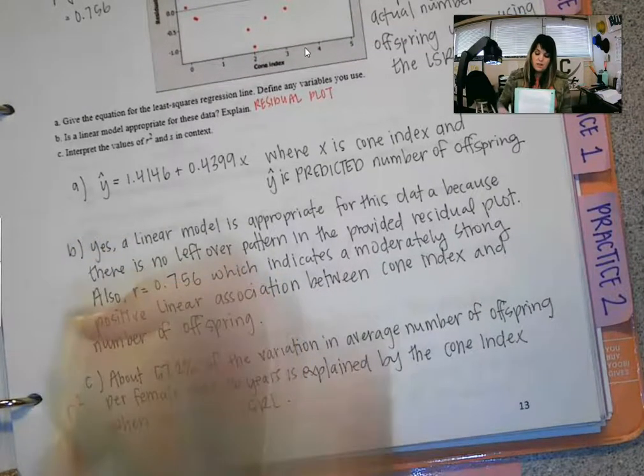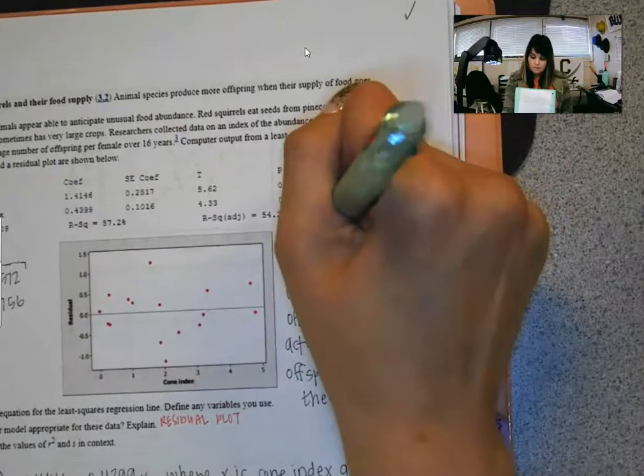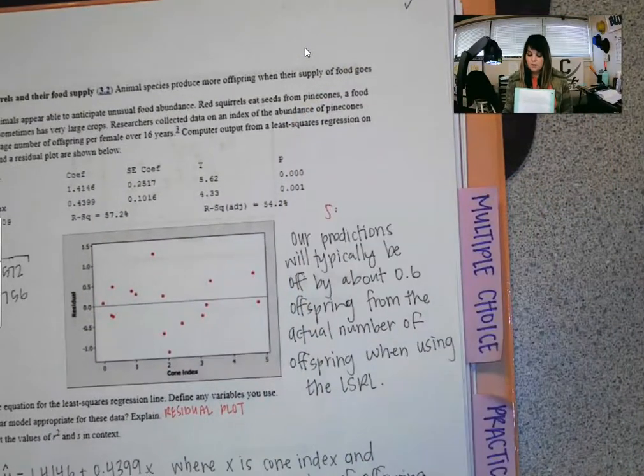Then up here next to the graph, because I ran out of room, is S. Our predictions will typically be off by about 0.6 offspring from the actual number of offspring when we use the LSRL.